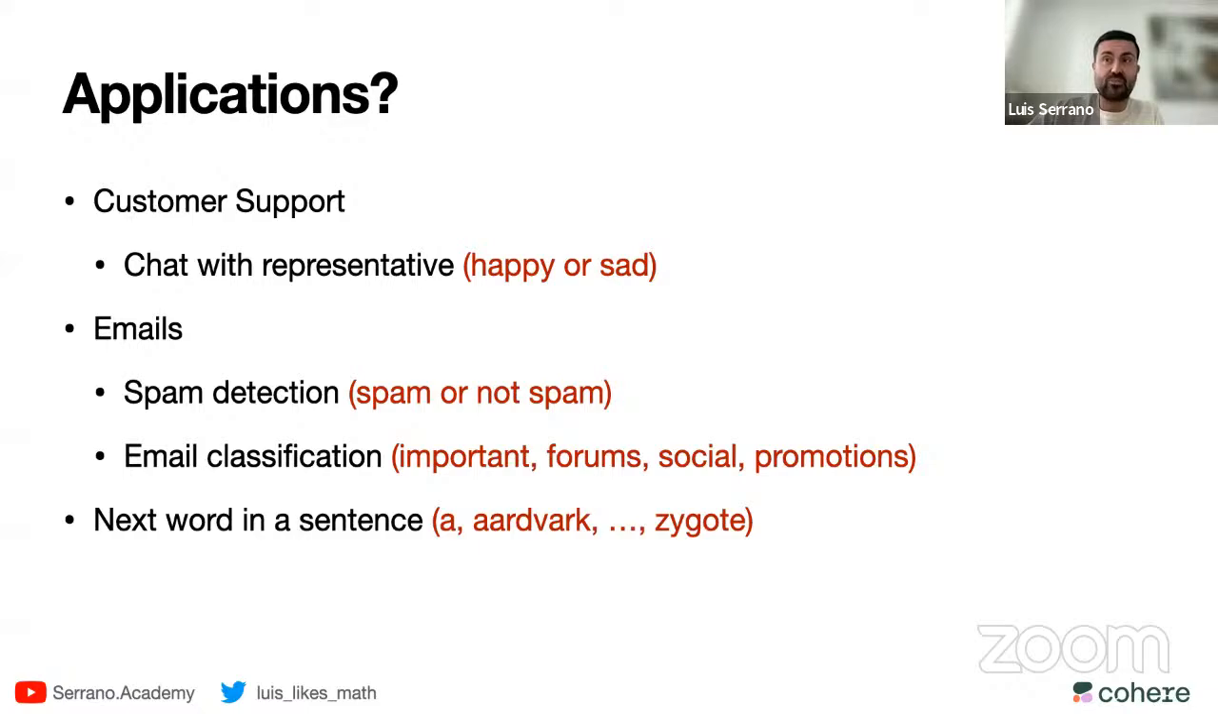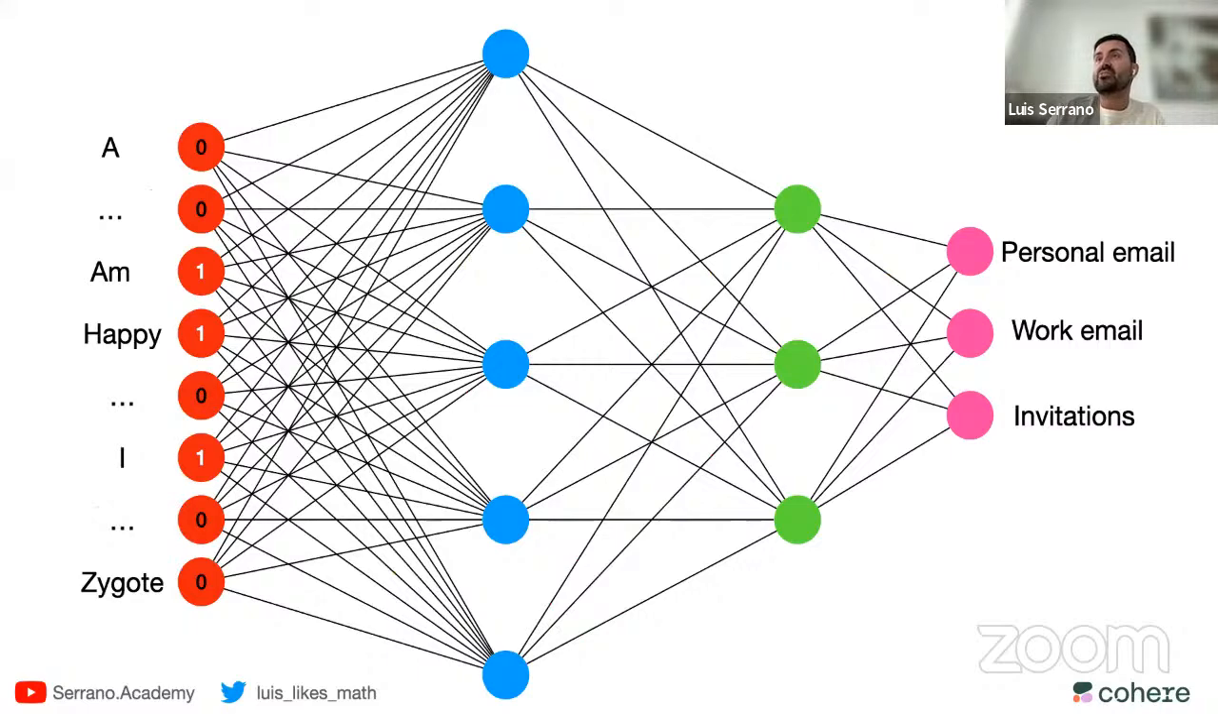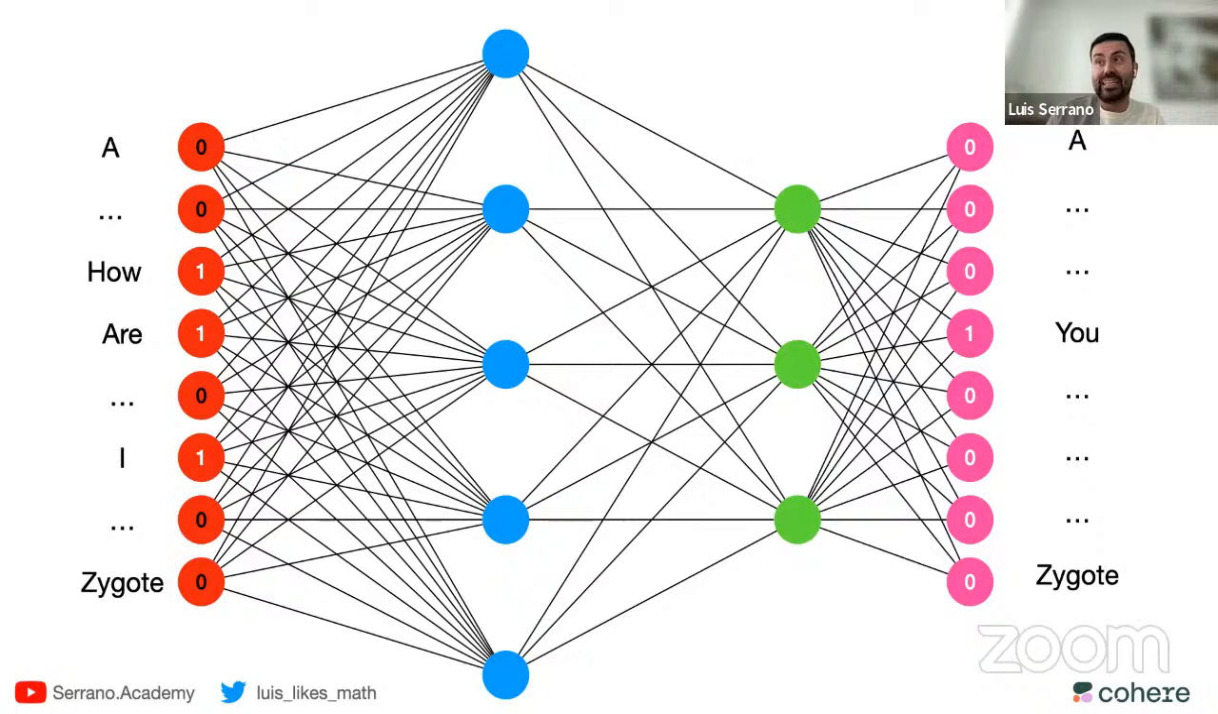So, for example, I can use a neural network to actually guess the next word in a sentence. Here's a neural network that will guess if your email would be out of 3 things: personal email, work email, or invitation. See, now I don't have 2 outputs, yes or no, happy, sad. I have 3: personal email, work email, and invitation. And if I make the last layer really big, then I can actually predict the next word, because this will output a score for every word. And the highest score, if I enter how are, then it will say the highest score would be you. So I can use a neural network to guess the next word in a sentence, right?